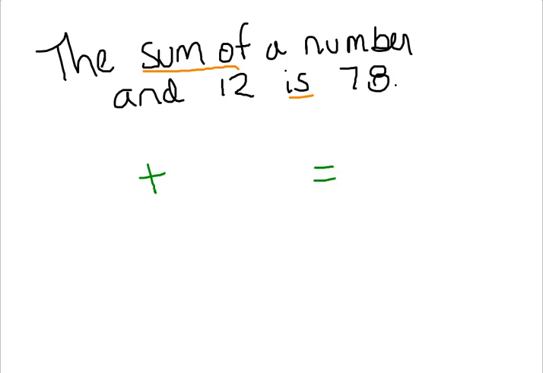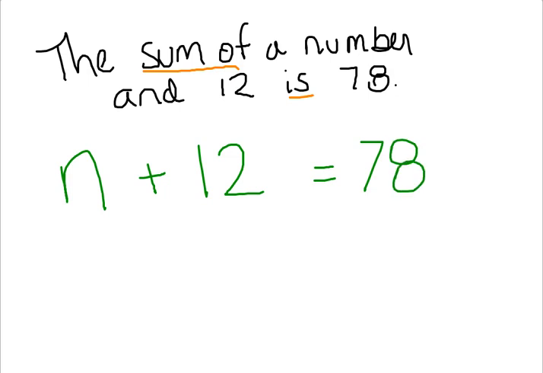So I'm going to have a plus and an equal sign. And the sum of a number, do I know that number? No, so I'm going to let it be represented by n. And 12, so 12 will be my other number I add. And is 78, so that means equals 78. So the sum of a number and 12 is 78. Looks like n plus 12 equals 78.